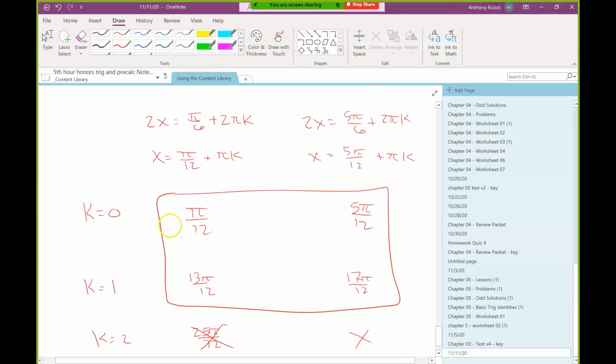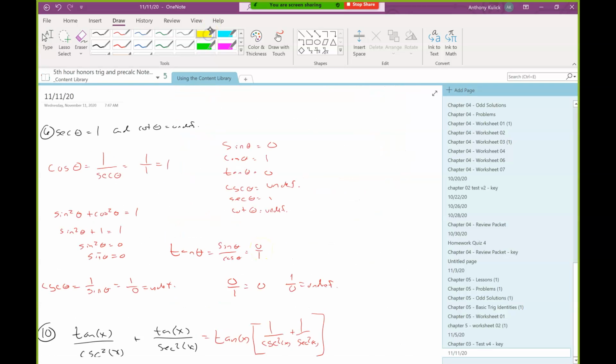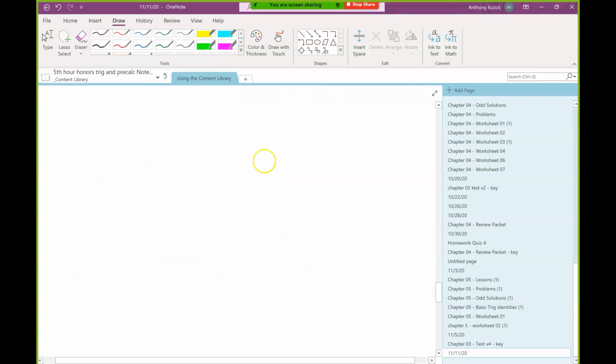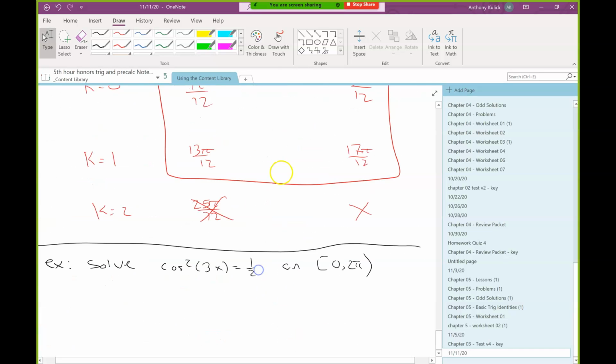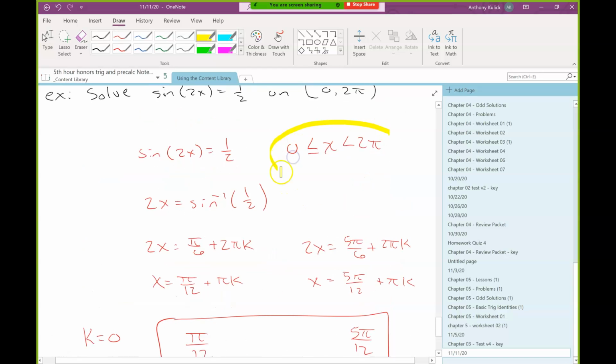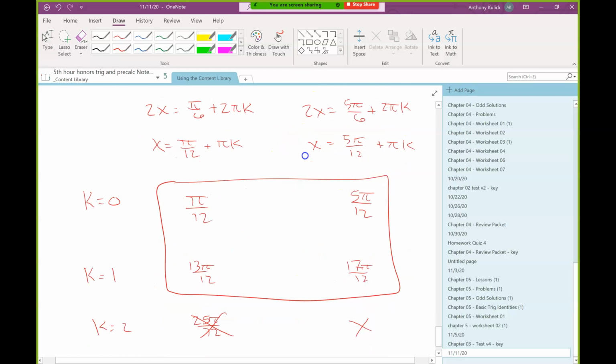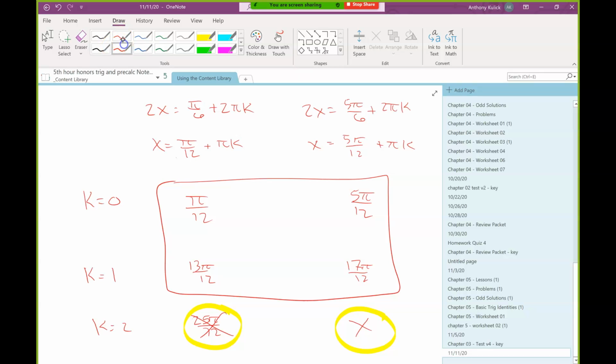So remember, the interval that we're solving over is 0 to 2 pi. This is bigger than 2 pi, right? 25 over 12 is 2 1/12. So it's too big. And this one, since we're adding 2 pi to 5/12, we're adding to a bigger number than we did in the previous one. We know that one's also going to be too big automatically. Is that okay? Yeah, no problem.